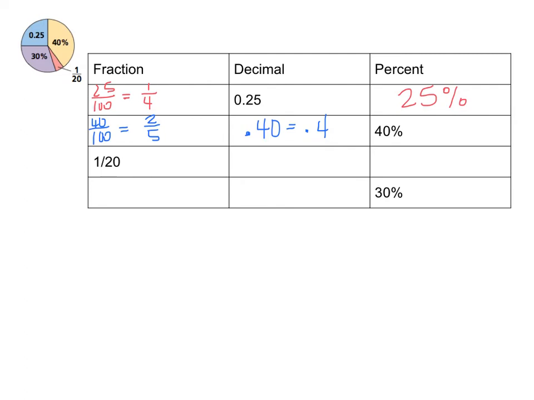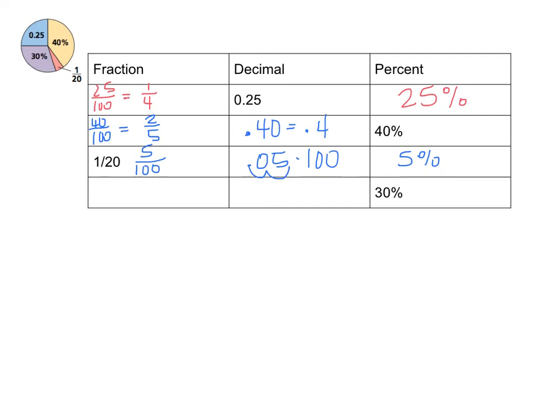All right, let's try 1 over 20. You can rewrite this with your denominator of 100, and you would multiply by 5, so you get 5 over 100. So your decimal would be 0.05. That is not the same as 0.5, okay? So your percent would just be 5%, because think of this times 100, that decimal would have to move 2 spots.